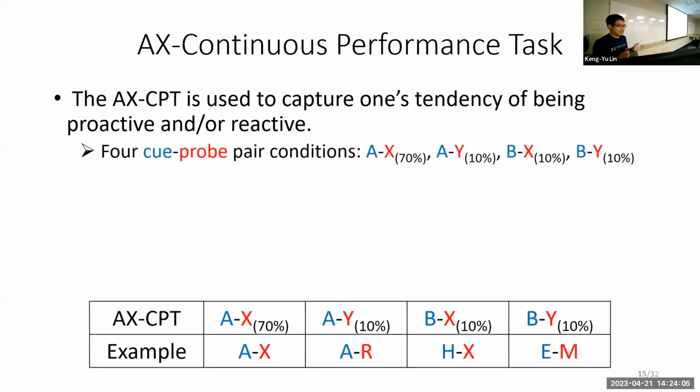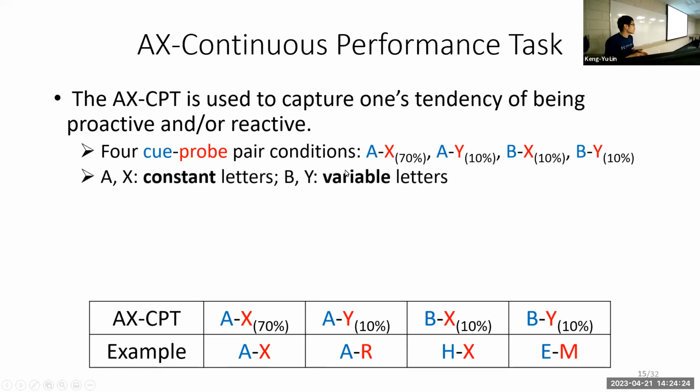A typical AX-CPT is composed of Q-probe pairs. These Q-probe pairs can be divided into 4 conditions: AX, AY, BX, and BY conditions, as you can see in the example. Note that A and X are constant letters, meaning that the letters will not change during the experiment. But B and Y are variable letters. They can be any letter except for A and X.